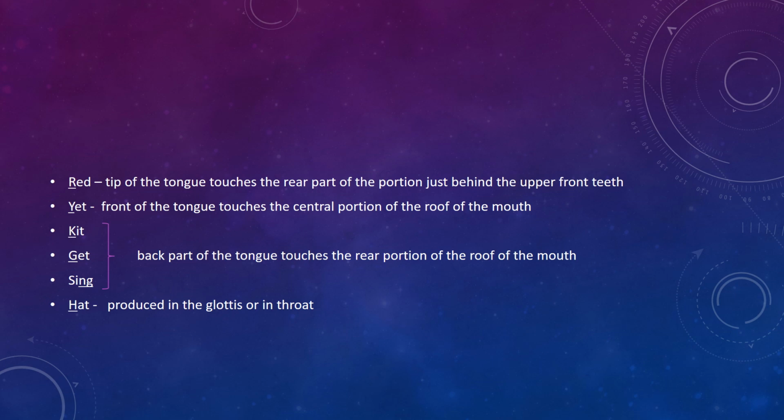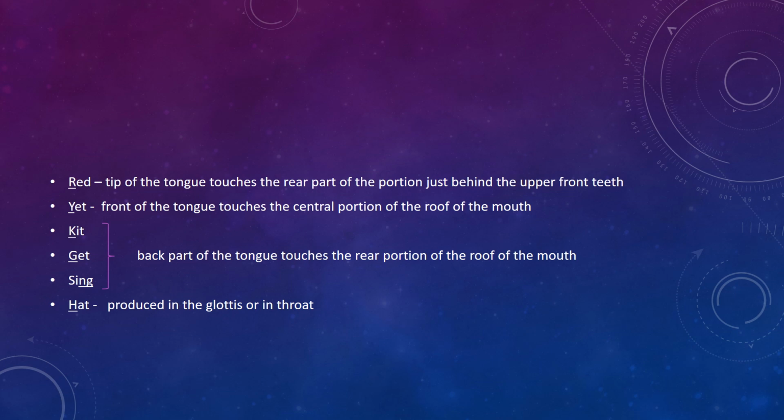Here are some more consonant sounds: r, y, k, g, h. R as in red, and it is being produced with the help of the tip of the tongue and the rear part of the portion just behind the upper front teeth. Tip of the tongue is being raised and it is touching the rear part of the portion just behind the upper front teeth, which you can also call the teeth ridge. And for the production of y, the front of the tongue is touching the central portion of the roof of the mouth.